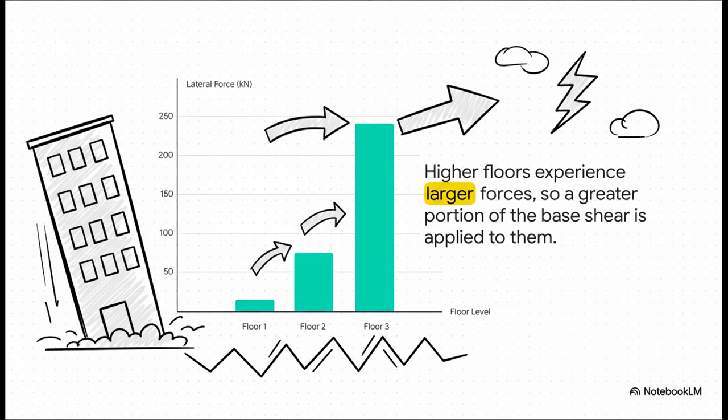Think of a whiplash effect. When an earthquake hits, the top of a building swings back and forth way more dramatically than the bottom. So to account for that, engineers assign a bigger chunk of that total force to the upper levels. You can see it right here. The 3rd floor has to take the biggest hit.